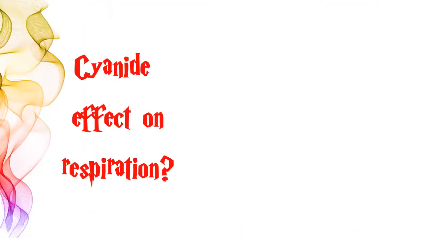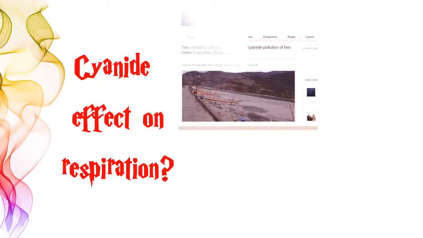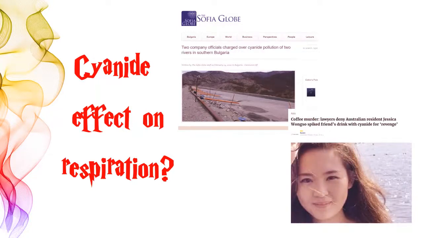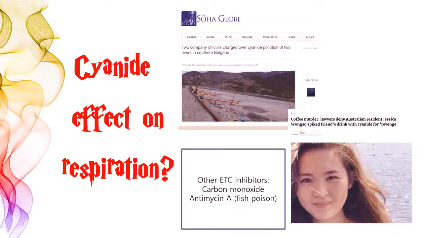Do you know what is cyanide? Have you all heard about the danger of cyanide? Cyanide can be dangerous, especially if it is exposed to the environment. Cyanide is widely used as poison. But why can cyanide be harmful to humans? Cyanide can inhibit respiration. This is because cyanide is actually an electron transport chain inhibitor.